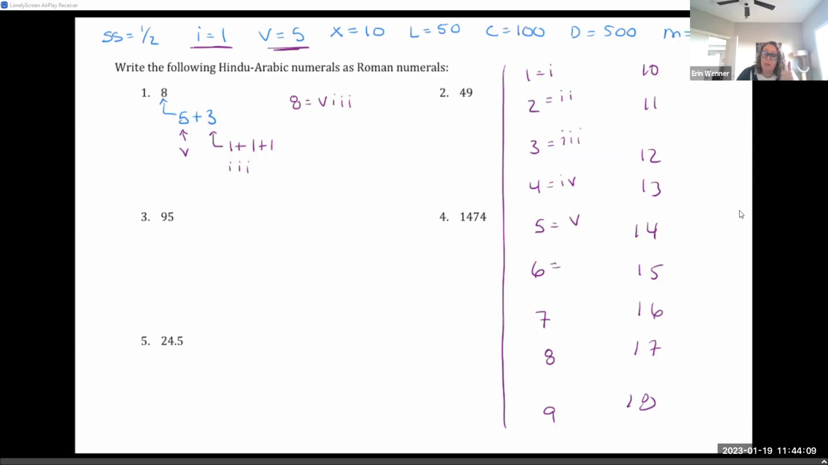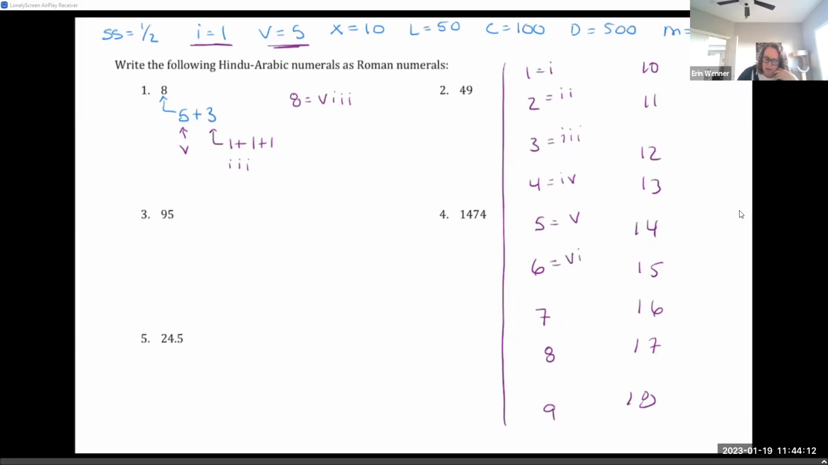The number 6 is 5 plus 1, so we'd write VI. The number 7 is 5 plus 2, so we have V and then 2 I's. The number 8, as we already said, is V plus 3 I's. Now we've reached a point where we've used 3 I's in a row again. To get to the number 9, a lot of people want to write V and then 4 I's, but we can't write 4 I's in a row. So we move to subtracting 1 from the next place value, which is 10. So we have IX.